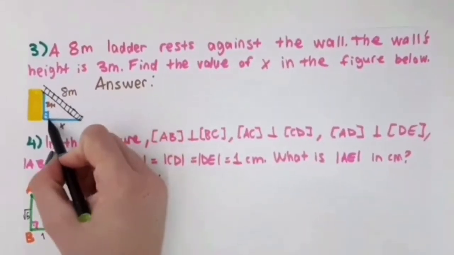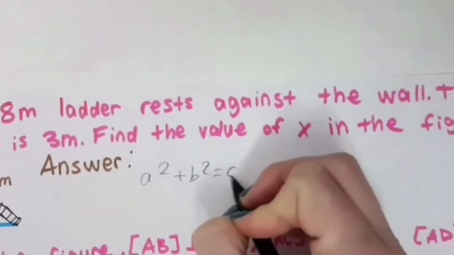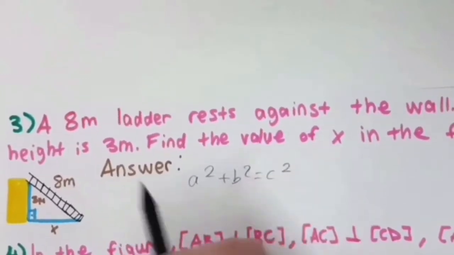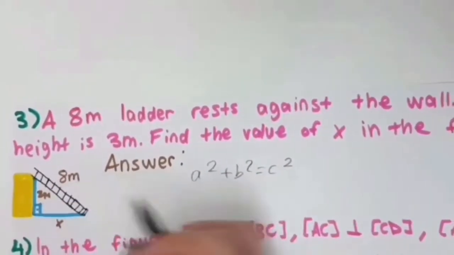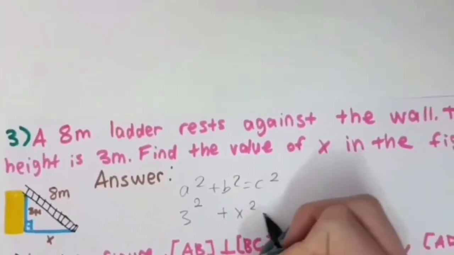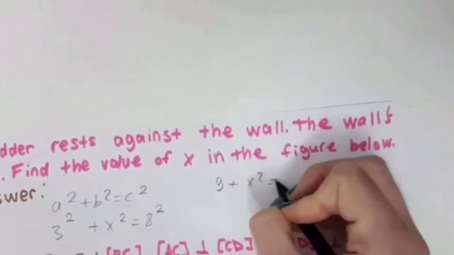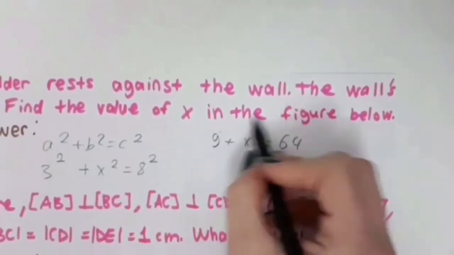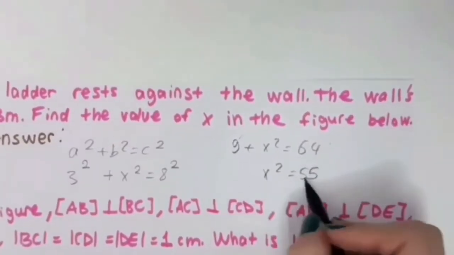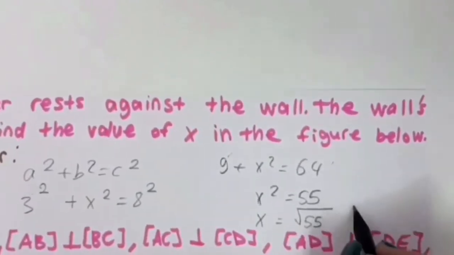So again, this is 90 degrees, so we can use the Pythagorean theorem, which is a square plus b square equals c square. So this is 8, this is 3, so we have to be careful. This is the hypotenuse, so 3 square plus x square equals 8 square. 9 plus x square equals 64. When you move this 9 over here, you have 55. So if this is 55, then x equals square root of 55. I'm just going to leave it like this.